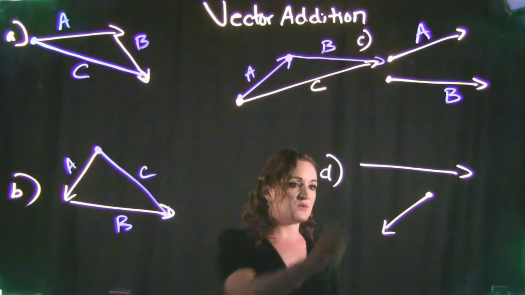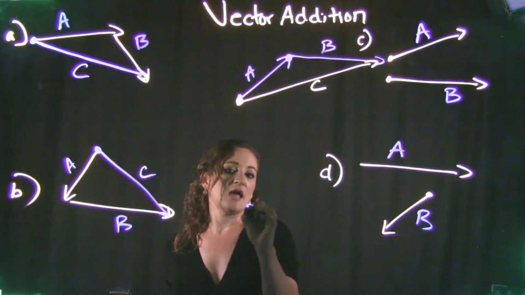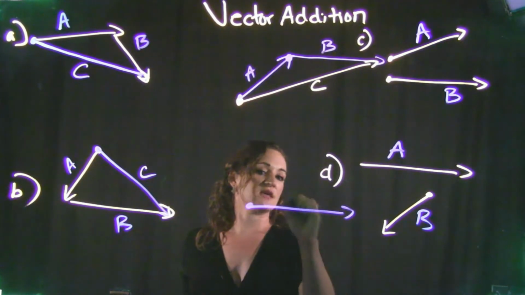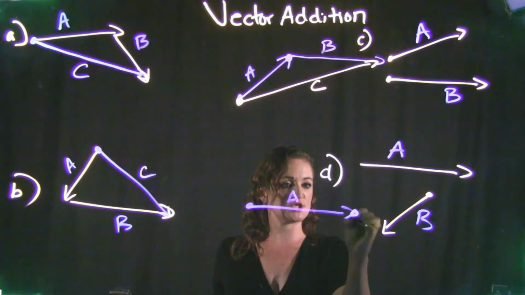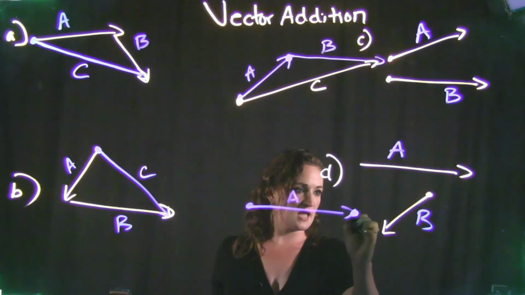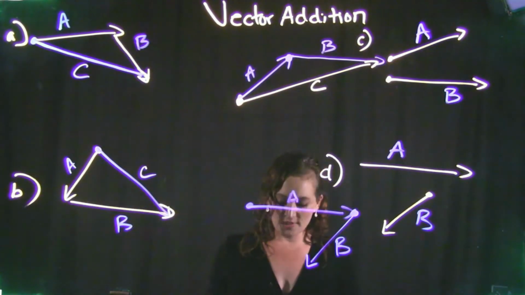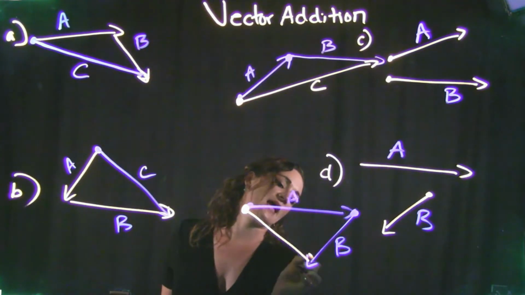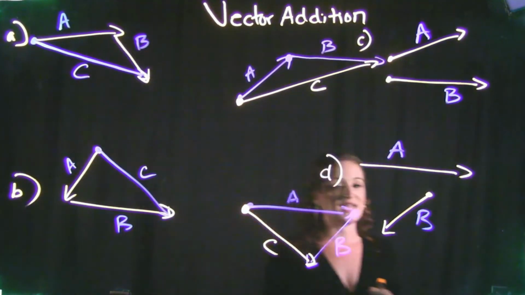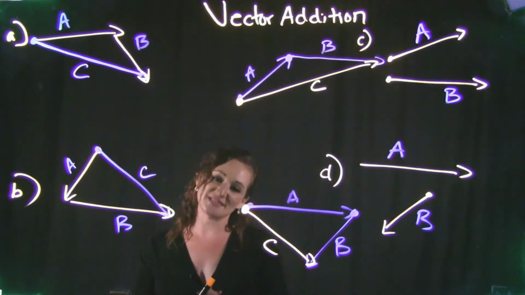Let's do that again with example D right over here. We're going to start with vector A, and vector A looks something like this. We're going to attach vector B to it. Vector B is going to start at the end of vector A, and it's going off in this direction like that. Our resultant is going to be from the start of vector A to the end of vector B. And that's how you graphically add vectors. Otherwise, that's it for this video.